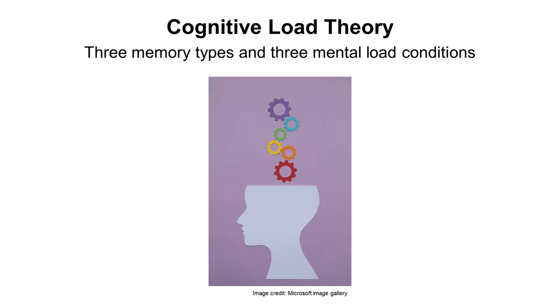The core components of CLT include three memory structures: sensory memory, working memory, and long-term memory, and three mental load conditions: intrinsic, extraneous, and germane, that interact in the entire process of learning new skills or knowledge. Understanding these concepts allows instructional designers to create effective instructional materials.